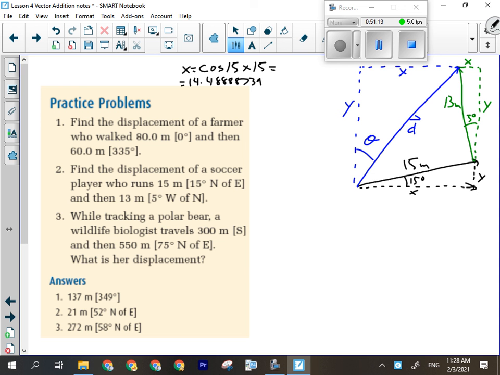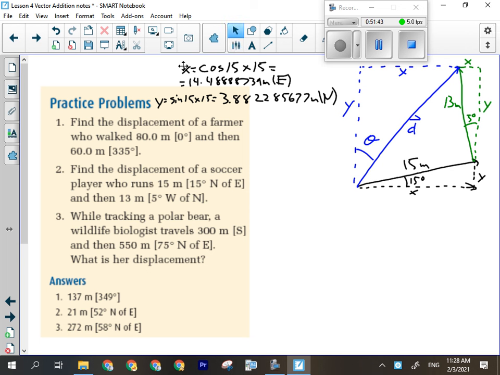That's going to be 14.48888739 meters, and that is east. Okay, and then when we want to find y, which is the opposite side, it'll be the sine of 15 degrees times 15 meters. So we're looking at 3.882285677 meters north. All right, everybody okay with the first one?